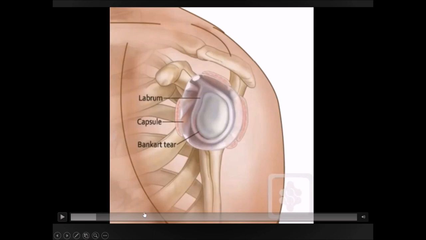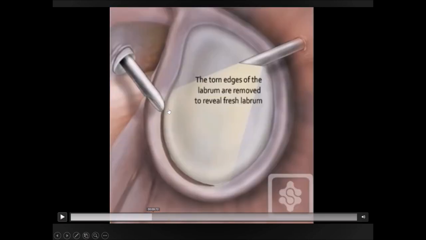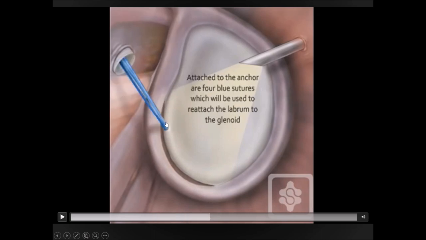So the way to do that is you fix this torn labrum back. We do it arthroscopically. You need to put the anchor into the bone, because the labrum cannot be fixed to the bone directly. You need an anchor suture, okay, to fix this back to the bone.